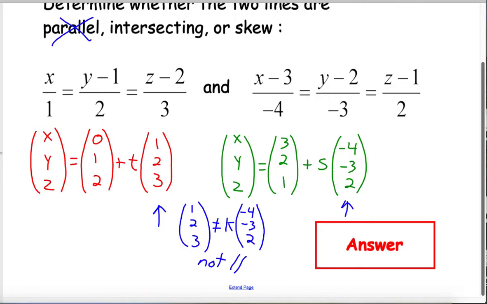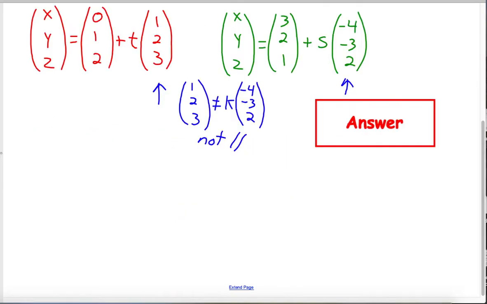All right, so if they're not parallel, maybe they intersect. And if they do intersect, we'll have our answer. If they don't intersect, then by default it must be skew. So let's go ahead and do what we did in the last problem to find out. Let's set the x and y equations equal. We have x equals 0 plus 1t. So 0 plus 1t equals 3 minus 4s.